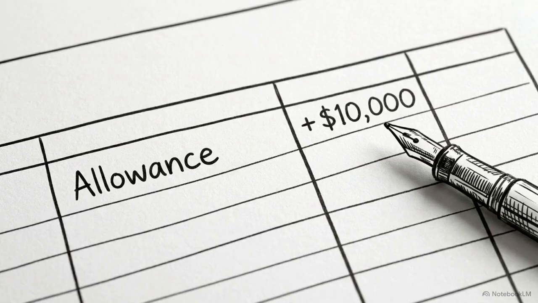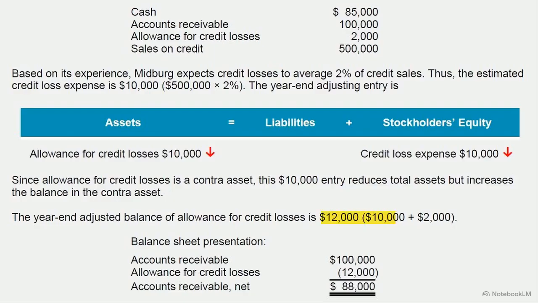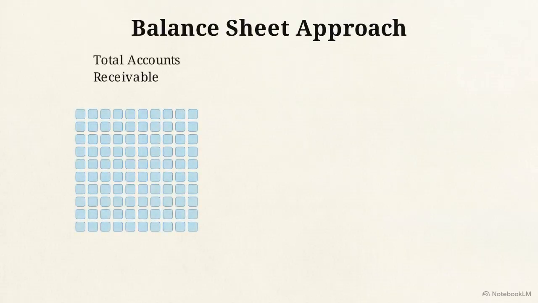Under this method, that $10,000 expense is simply added to whatever balance already exists in the allowance account. The final $12,000 ending balance is a mathematical byproduct of the initial expense calculation. The balance sheet approach, or percentage of receivables method, reverses this logic.